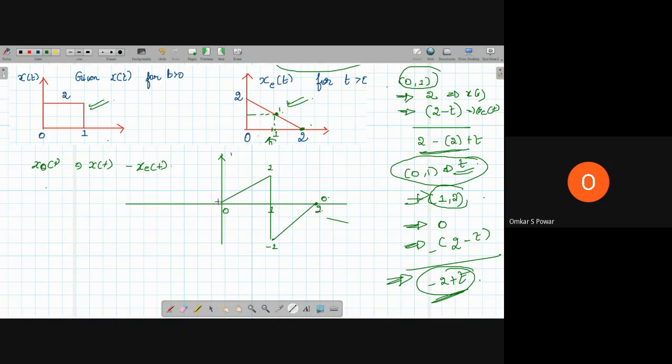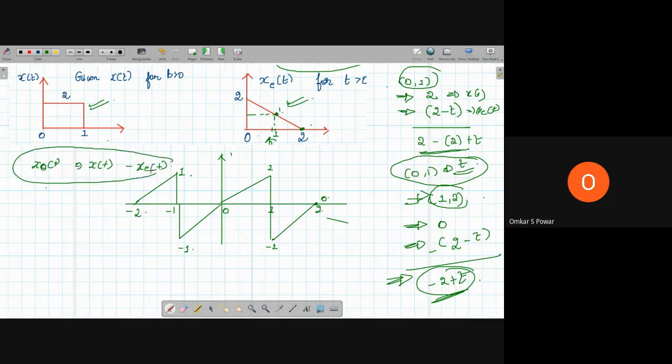As I told you, we can get the other part easily because it is anti-symmetric. It looks something like this. Sorry for my drawing. Minus 1, minus 2, 1, minus 1. Now we have got the odd component.